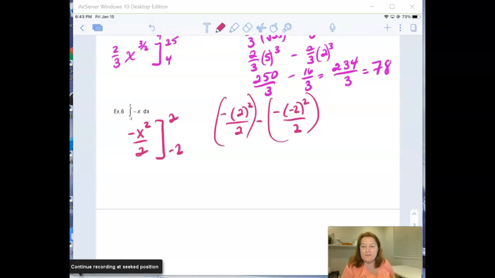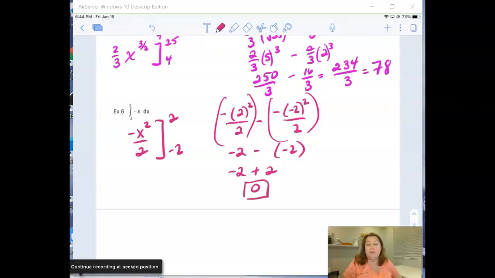Okay, calculating the first grouping of parentheses, that's going to be 4 over 2 and negative, that's -2. And then in the other grouping, it looks like we're going to have positive 4 over 2, which is 2, but it's got a negative in front of it. So this one looks like it's going to be -2 plus 2, which is equal to 0.